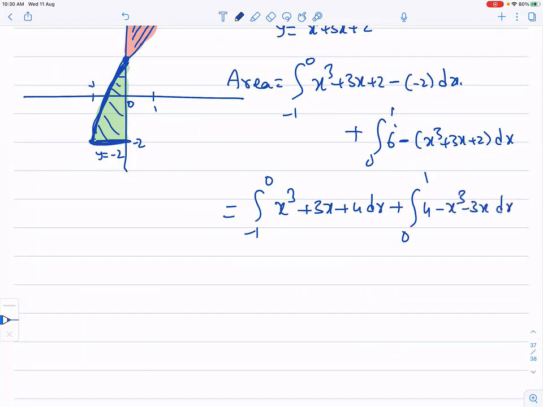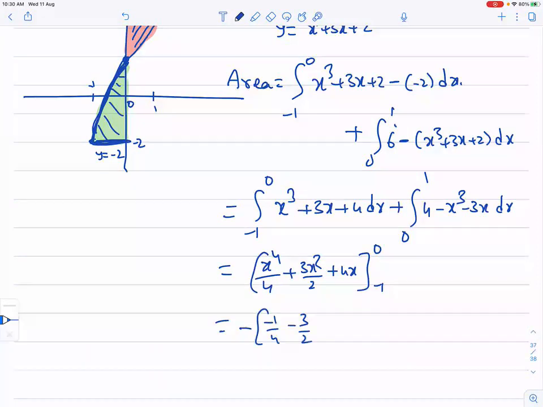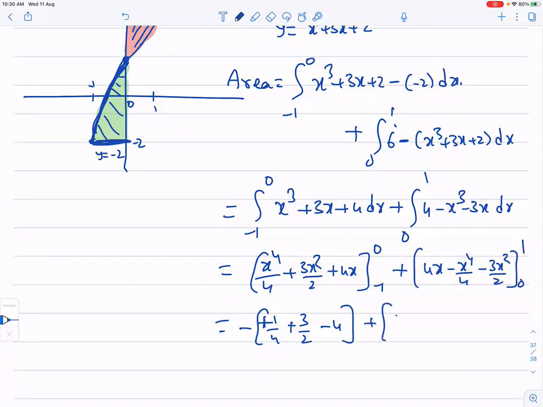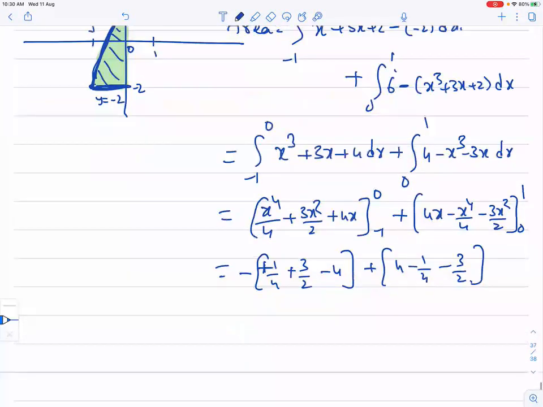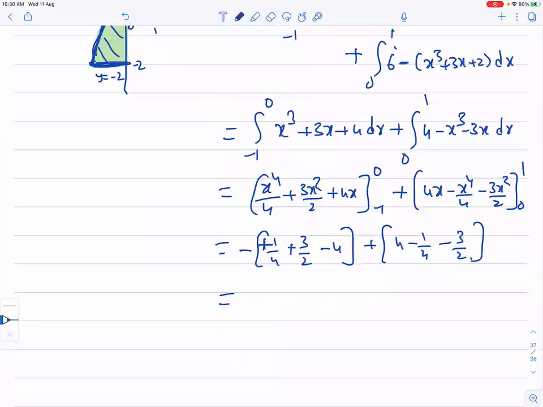3x dx. The area will be x raised to 4 upon 4 plus 3x square by 2 plus 4x from -1 to 0. Putting 0 gives 0, minus of -1 by 4 minus 3 by 2 minus 4, sorry, plus 3 by 4 plus 1 by 4, my mistake. Plus, this will be 4x minus x raised to 4 by 4 minus 3x square by 2, with limits from 0 to 1. Putting 1: 4 minus 1 by 4 minus 3 by 2. See, 4 plus 4, 8. 8 minus 3, 5. 5 minus half. The answer is 9 by 2.